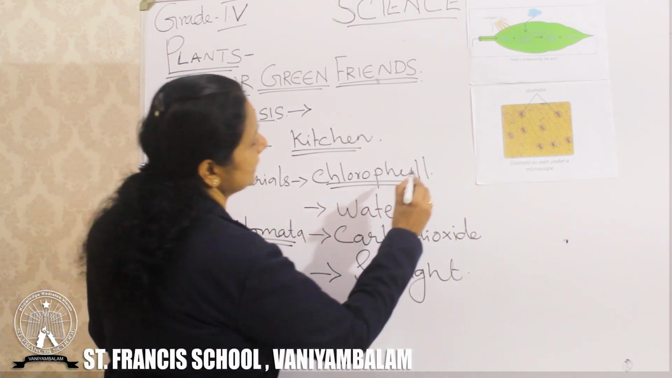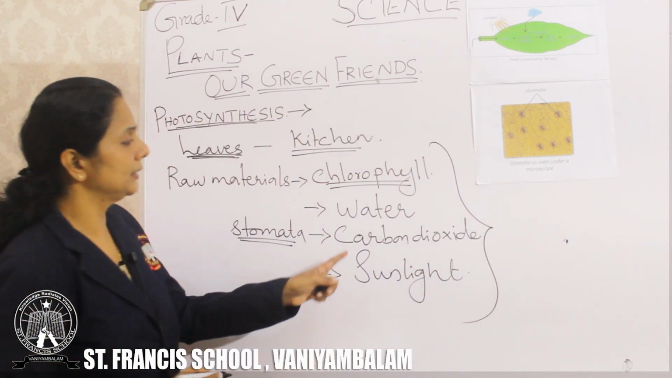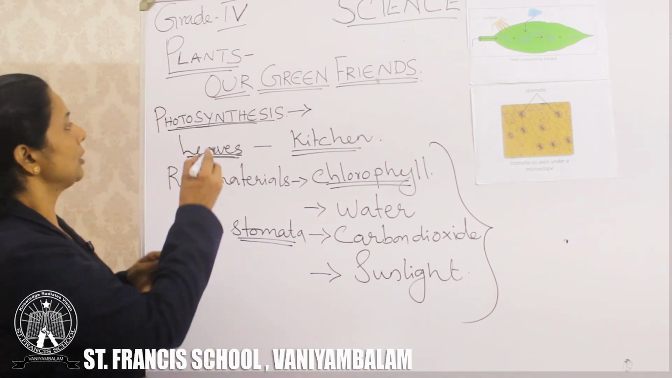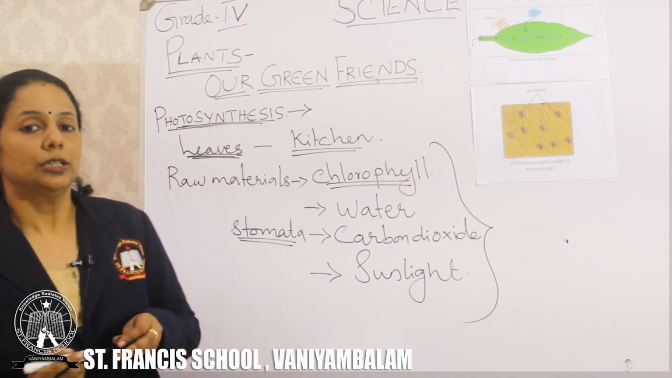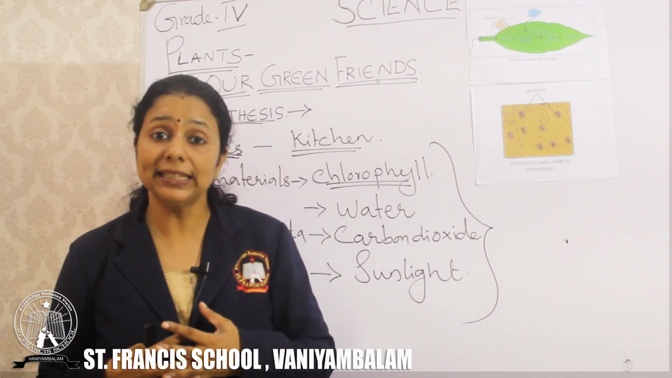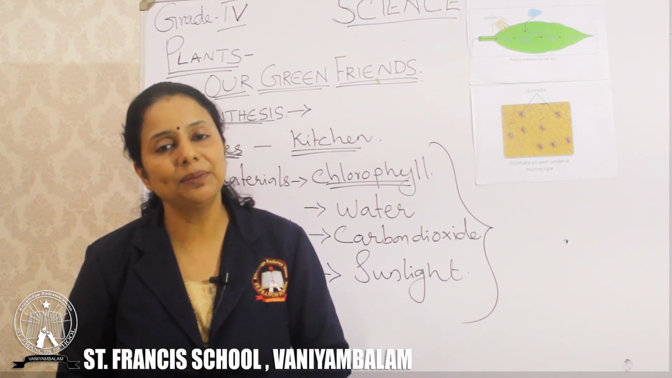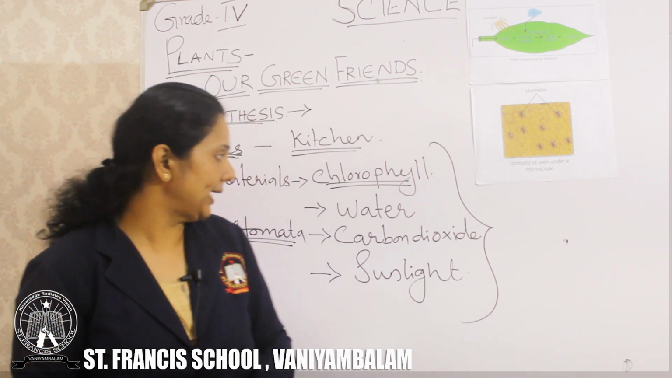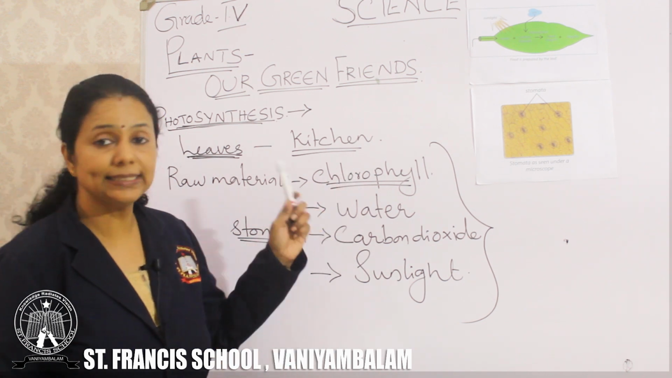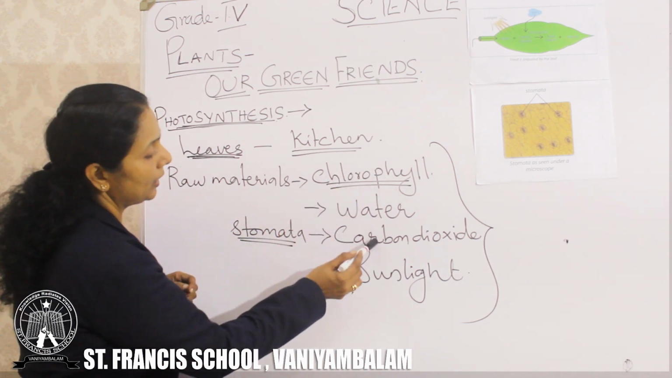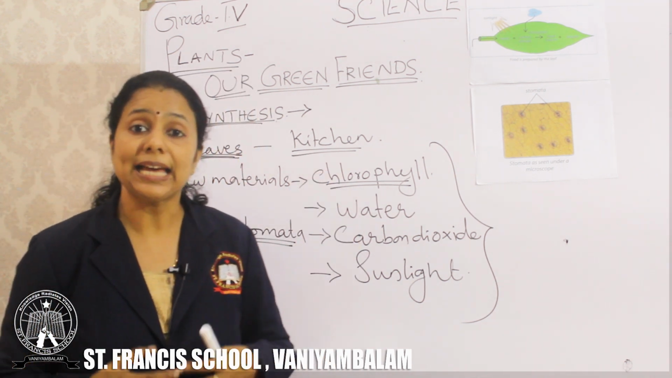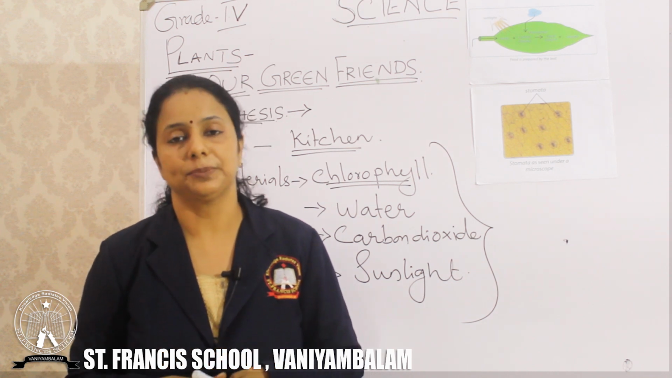So all the ingredients are ready. These are the ingredients needed to make the food, and this process is called photosynthesis. So I will tell you the definition of photosynthesis. Photosynthesis is the process by which green plants make their food using water and carbon dioxide in the presence of chlorophyll and sunlight. So, these 4 are the raw materials necessary to perform photosynthesis.